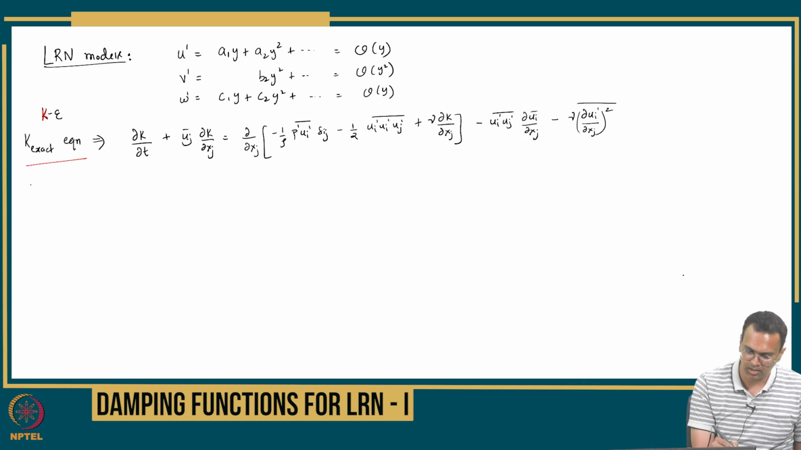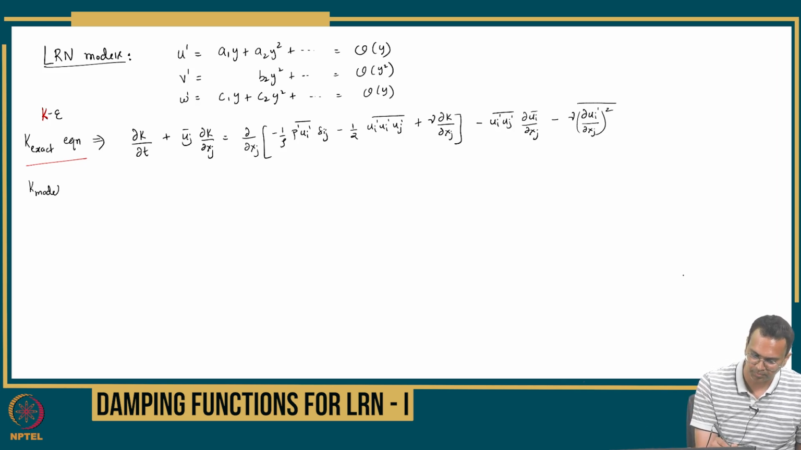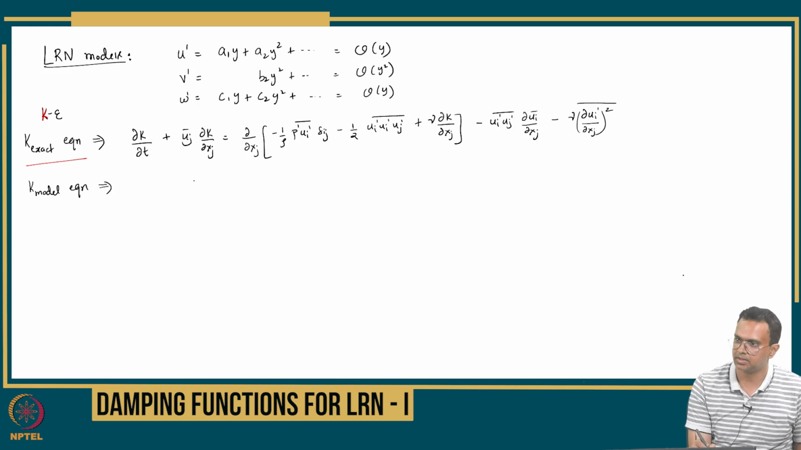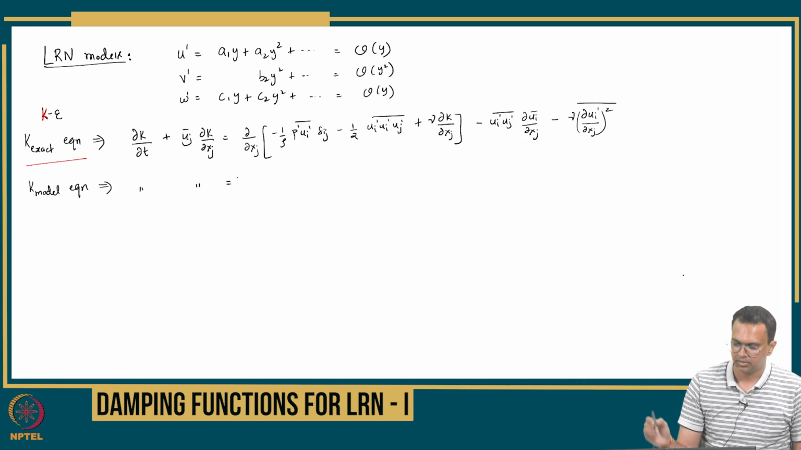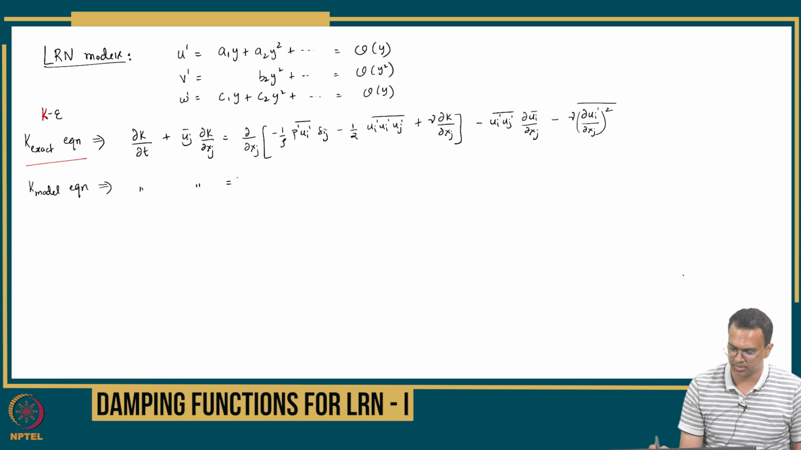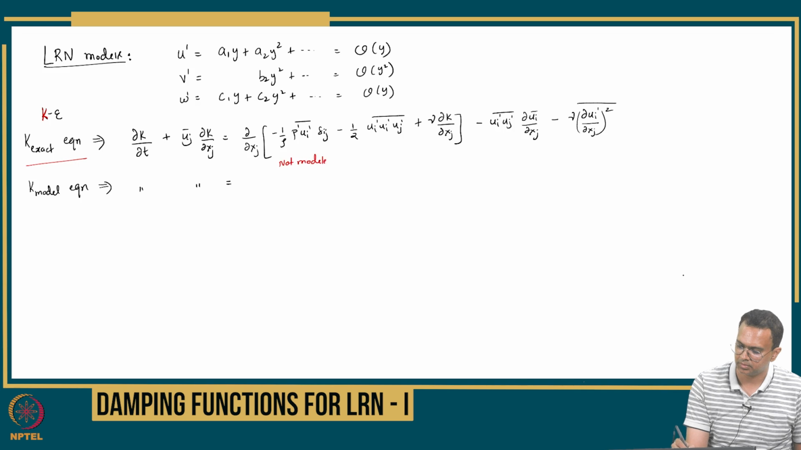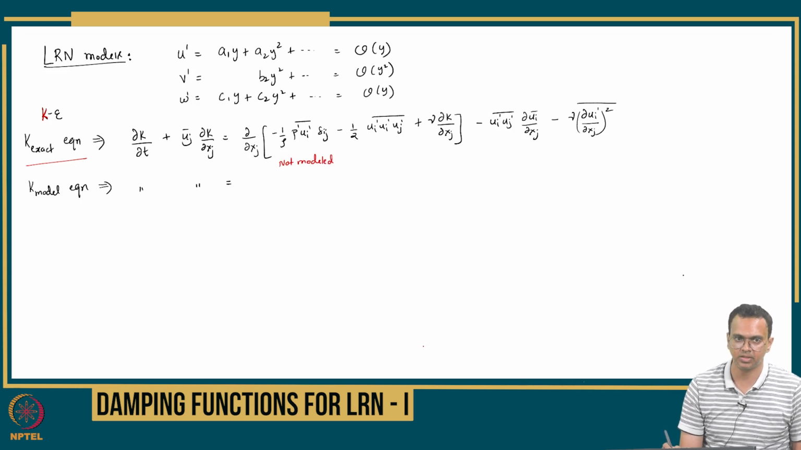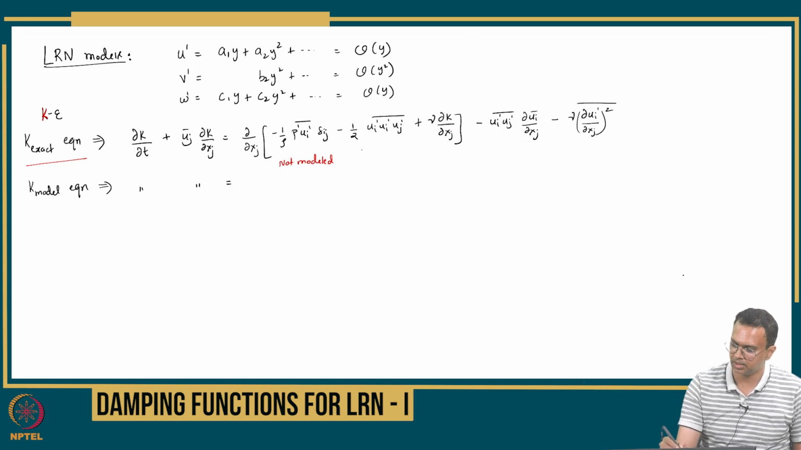And we also have the K modeled equation. On the left hand side, it's the same thing. No difference in the modeled and the exact equations. Left hand side remains the same. Only on the right hand side, this particular term was not modeled. You can recall the arguments that we placed, right? So only this particular term is modeled, the turbulent diffusion term.